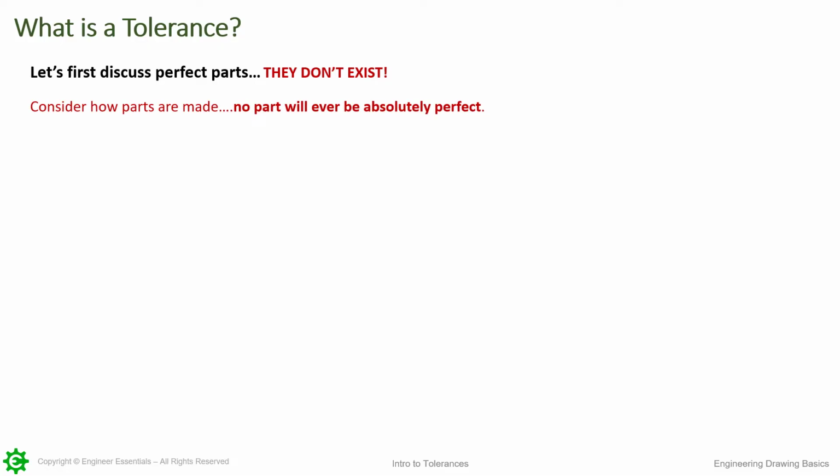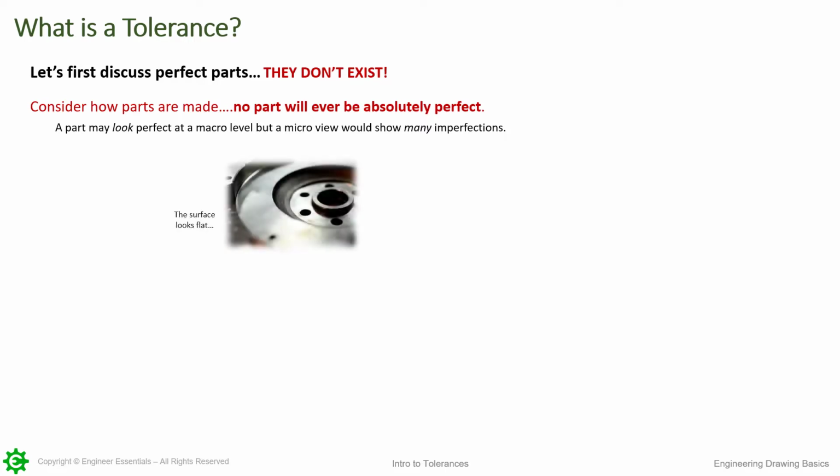Consider how parts are made. No part will ever be made absolutely perfect. If you have any interaction with your production or inspection process, you know this to be true. A part may look perfect at a macro level, but a micro view could show many imperfections.